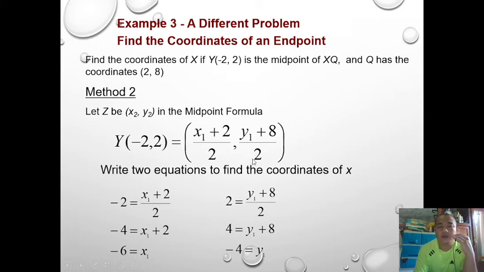How about here? 2 is equal to y sub 1 plus 8 all over 2. Multiply both sides by 2: 4 equals y sub 1 plus 8. 4 minus 8 is negative 4. So the coordinates of X are (negative 6, negative 4). Did you get it?